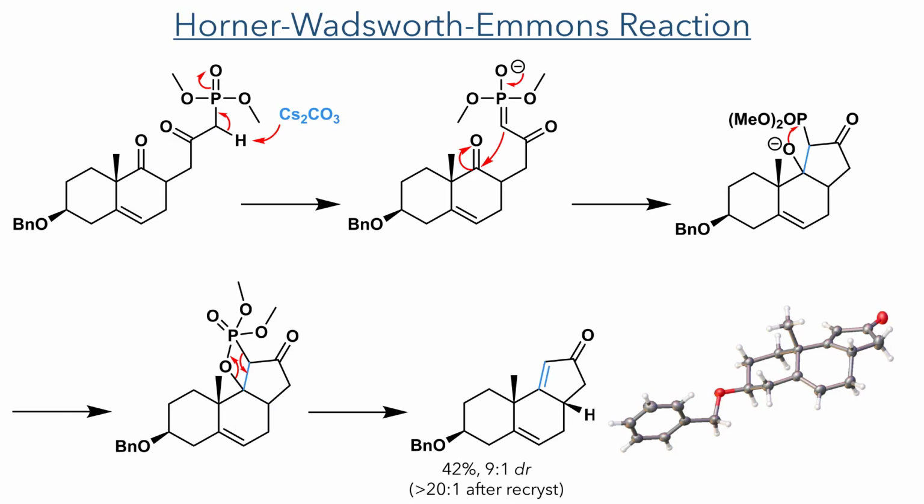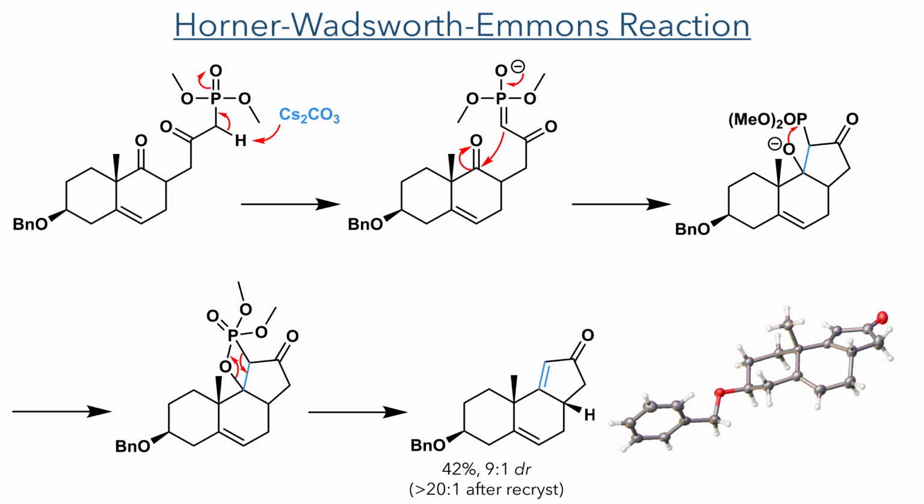With the phosphonate in place, they could then carry out a Horner-Wadsworth-Emmons reaction. Cesium carbonate deprotonates the position alpha to the ketone and the phosphonate. This then undergoes an intramolecular addition into the cyclohexanone, producing a new 5-membered ring.